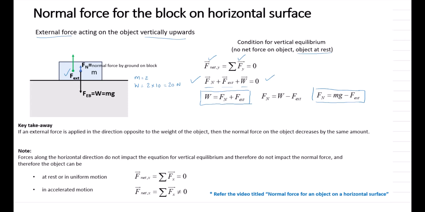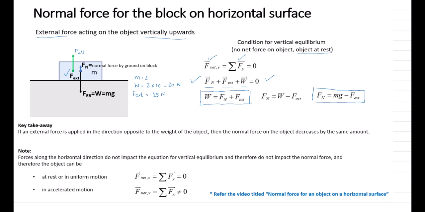So how can you apply a force? You can apply, for example, a pull force. Somebody is pulling the object vertically up. So that could be one example of F external. So let's say it is given that F external is 15 newtons. So we have to find out the Fn.